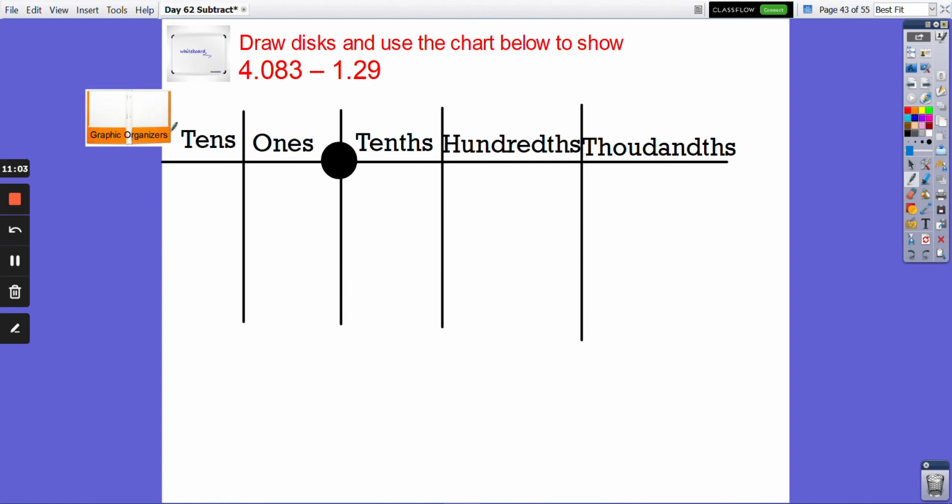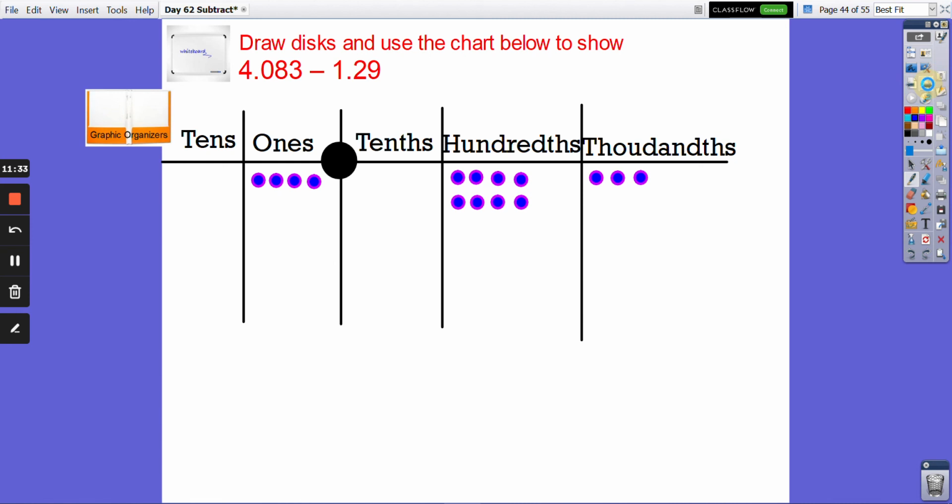On your whiteboard or in your graphic organizers, go ahead and try to solve this problem. Draw 4 83/100 discs and then cross off 1 29/100. Pause the video. Here we go, our 4 83/100. Notice nothing's here because we have a 0 in that place value, but that 0 is important because it tells me that I am going to skip that place value, nothing's there.